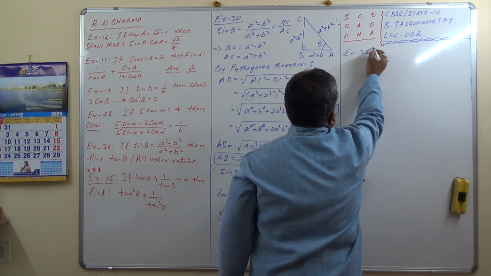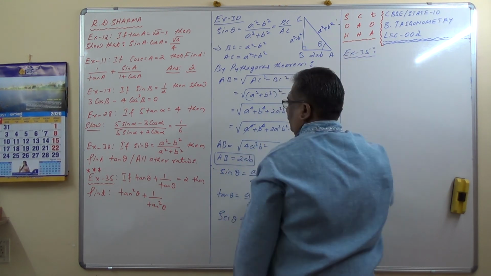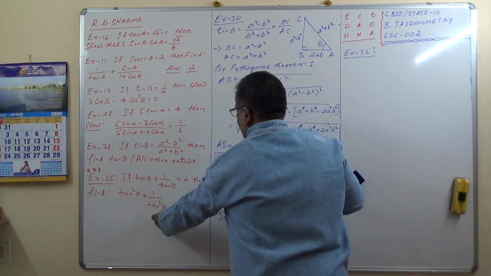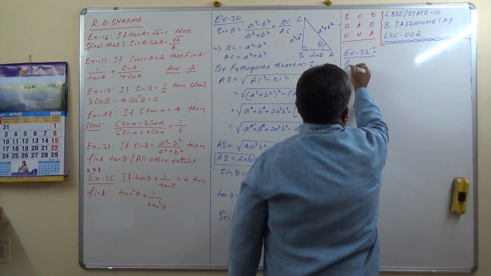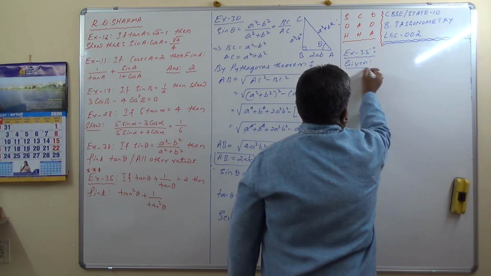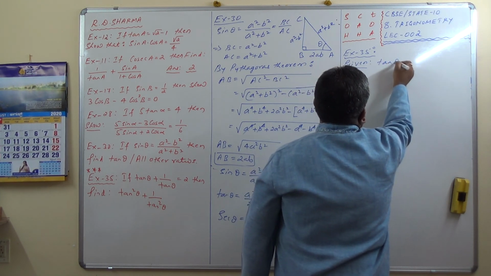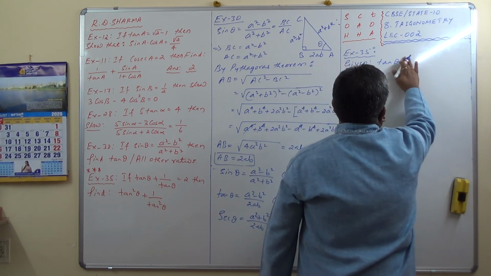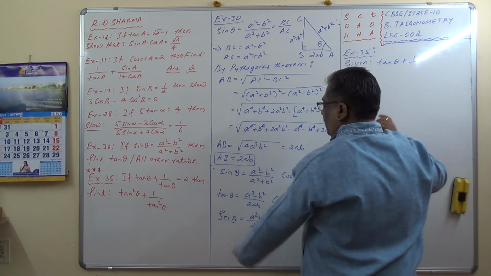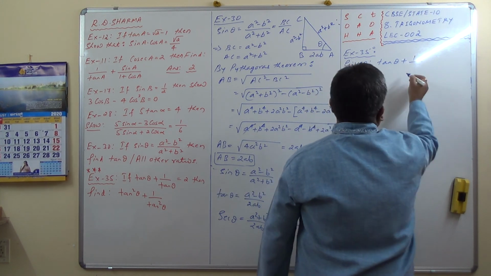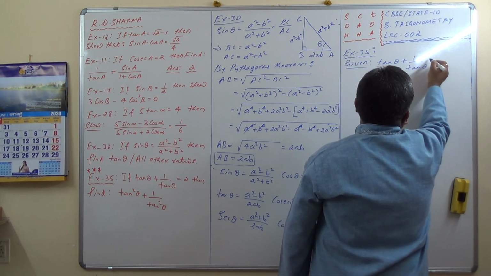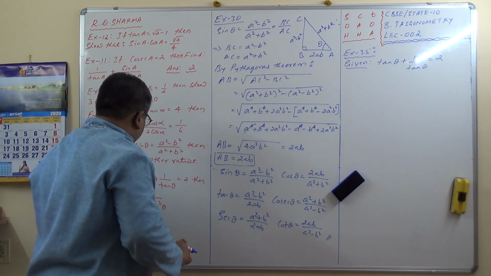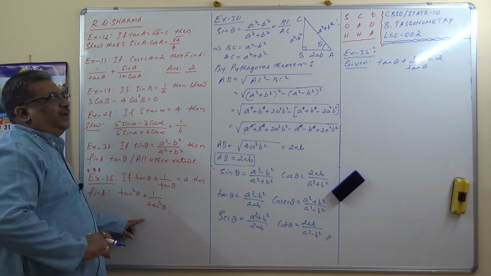Example 35. If tan theta plus 1 by tan theta equals 2, then we need to find out the value of tan square theta plus 1 by tan square theta.